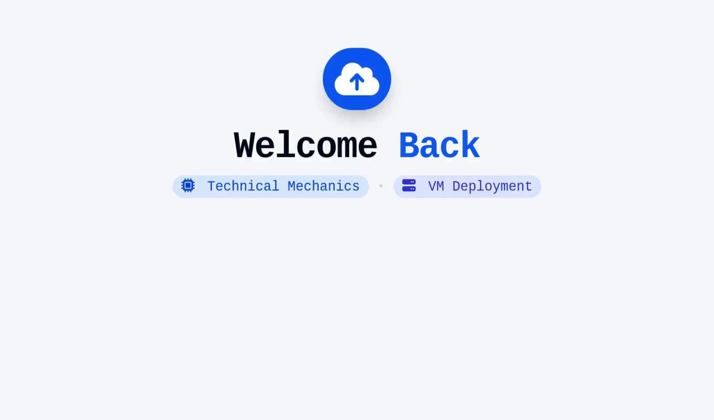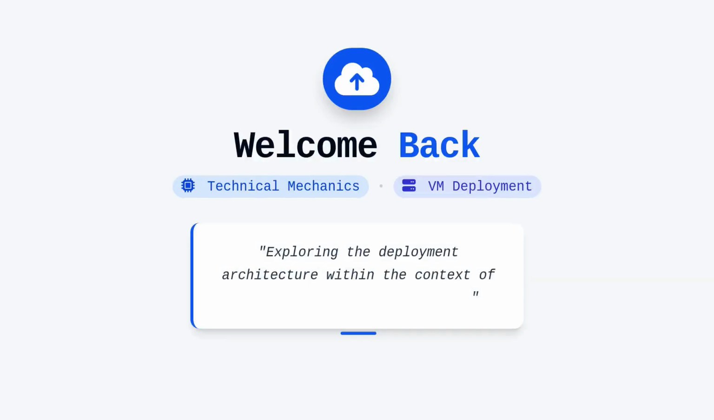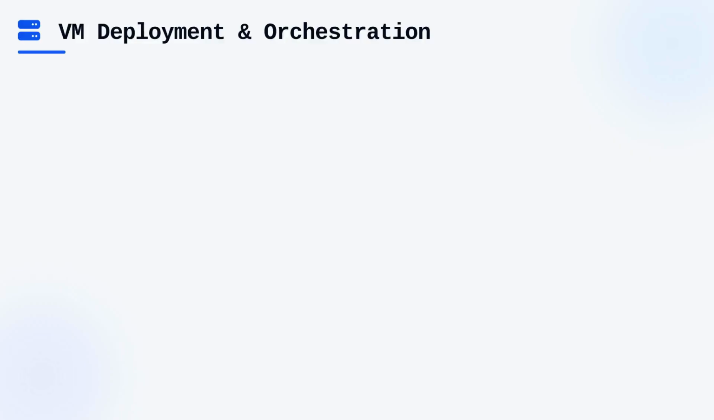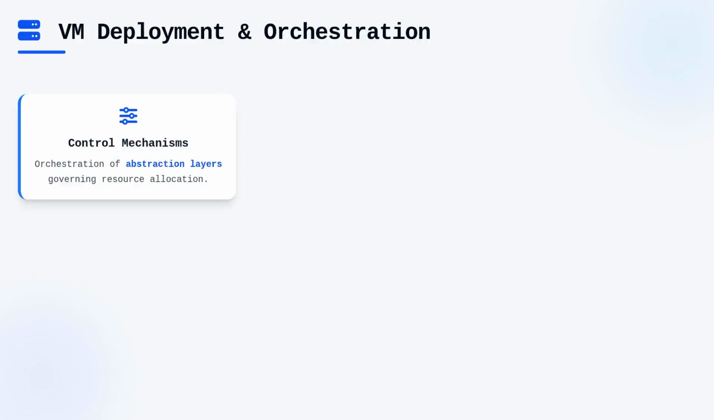Welcome back. In this session, we will examine the technical mechanics of virtual machine deployment within the context of HPE hybrid cloud environments. When we discuss virtual machine deployment in modern enterprise infrastructures, we are effectively talking about the orchestration of abstraction layers that govern how compute resources are allocated and consumed.